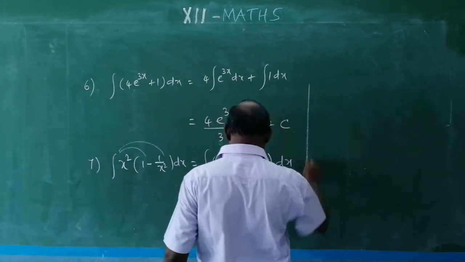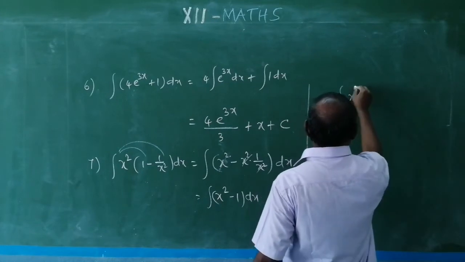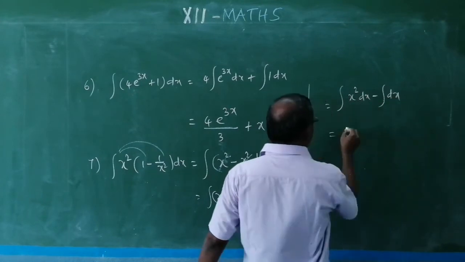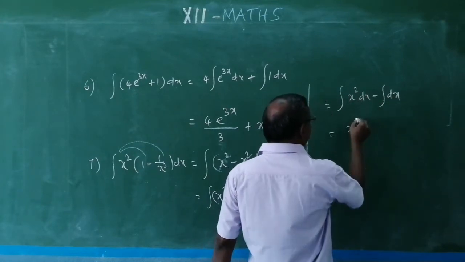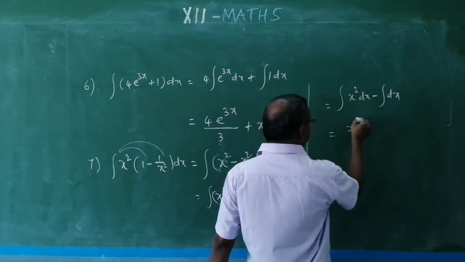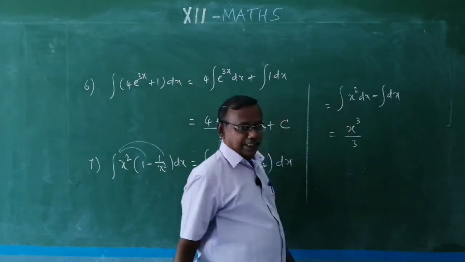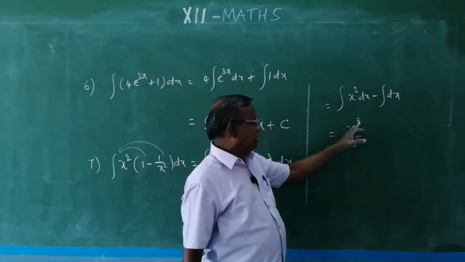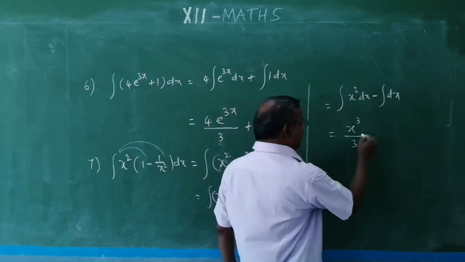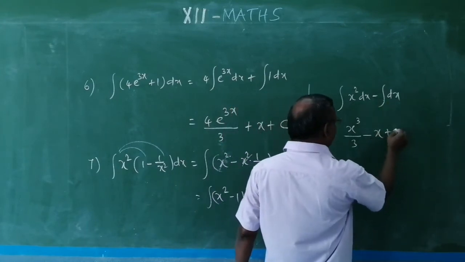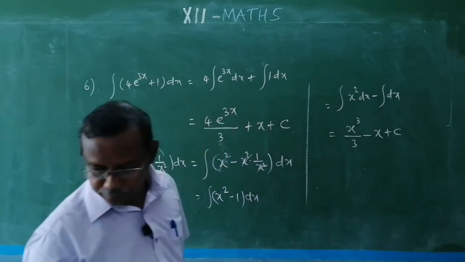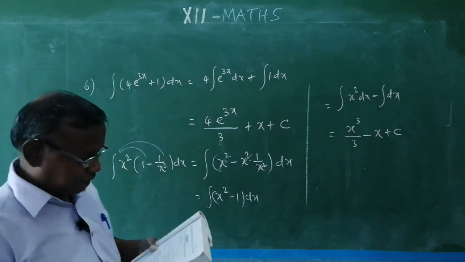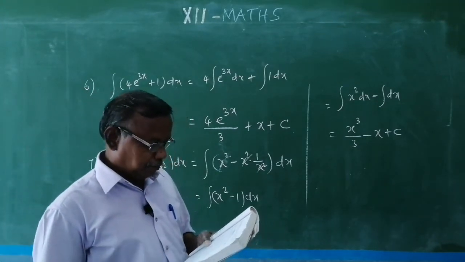Which is nothing but integral x square dx minus integral 1 dx. Integrating x power n, we have x power n plus 1 divided by n plus 1, so x cube by 3: 2 plus 1 is 3, and in the denominator also 3. Minus integral dx equals x, plus c. Next, the 8th problem you can do yourself, and the 9th problem is also easy.